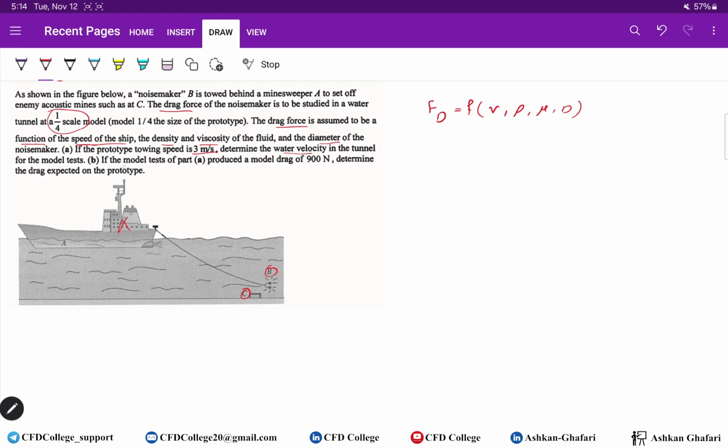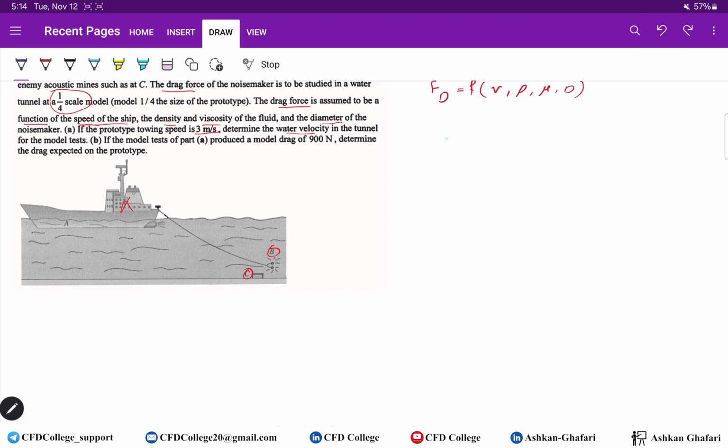And then in part B, we should find the drag force. Okay, now let's start with part A. We need to find the dimensionless groups, actually dimensionless numbers. After that, we can use similarity to find different things. So you know what to do. Making a list is the first step.